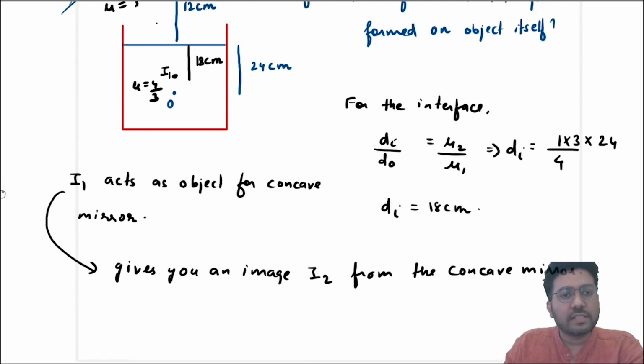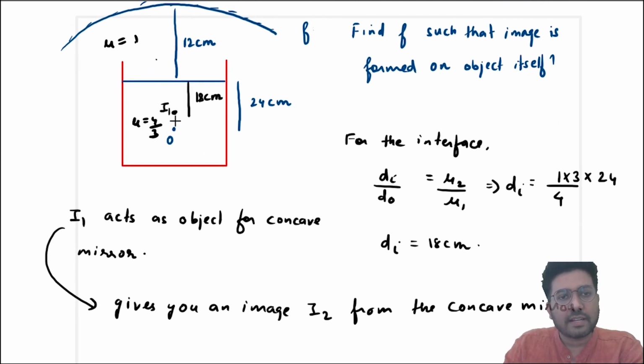And suppose this is the position. I don't know which position I will get, so I am just imagining somewhere around here, because the focus is not given. So suppose the image distance that I get from the interface is x. Okay, but it is given in the question that the final image I3 is at the object itself. That means I3 is at 24 centimeter.